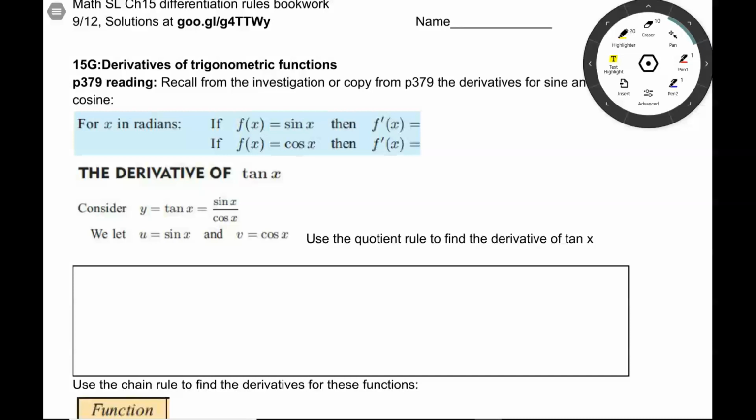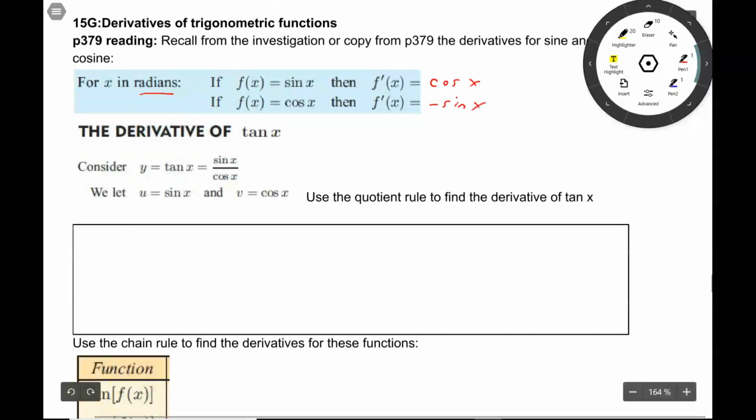So from the reading or from the investigation, remember that there's a nice symmetry with the derivatives of the trig functions sine and cosine. The derivative of sine is cosine, and the derivative of cosine is negative sine. And of course that only works perfectly when it is in radians. When you're in degrees, there's going to be a chain rule and something else multiplied there, so it gets messier, which is one of the reasons why radians is cool for math.